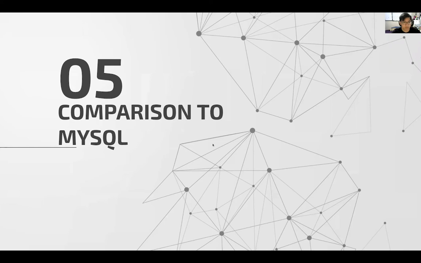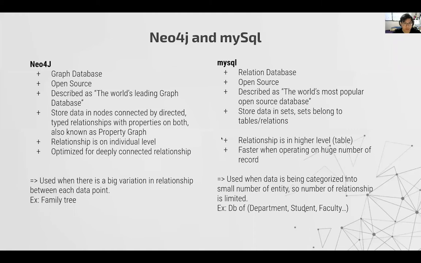Hello again. In this part, I will compare Neo4j and MySQL because we already studied MySQL in class. So what are the similarities and differences between Neo4j and MySQL? Neo4j is a graph database, and MySQL is a relational database. Both Neo4j and MySQL are open source. Neo4j is described as the world's leading graph database, while MySQL is described as the world's most popular open source database.